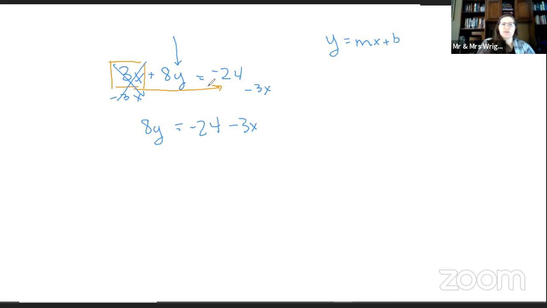Of course, multiplication is different. And we're going to get into that now because what's happening to the y? Well, it's being multiplied by 8, right? So how are we going to have to undo that? Well, we have to divide by 8.